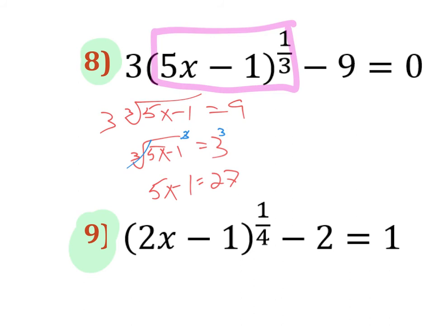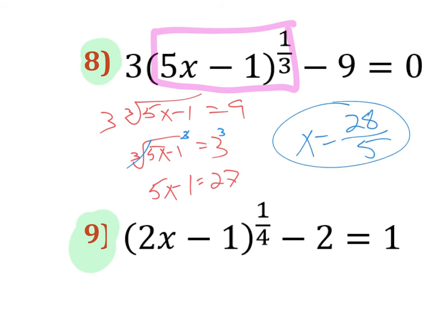Well, let's move the 1 over and divide out the 5. If I move the 1 over, I get 28. Divide out the 5, 28 fifths. If we were to plug that back in, 5 times 28 fifths, 5's cancel out. This is just 28. 28 minus 1 is 27. The third root of 27 is 3. 3 times 3 is 9 minus 9. Shazammers, 0.